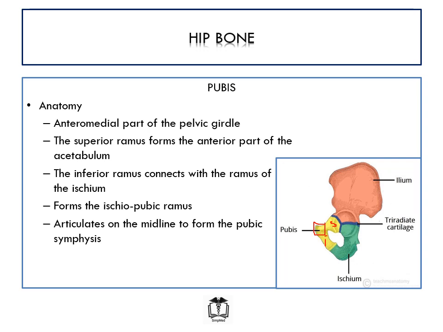Remember, I said that the continuation of the ramus of the ischium and the pubis is what gives rise to the ischiopubic ramus. And then finally, the body of the pubis is in connection with the pubis on the opposite, contralateral side. So the body of the pubis on the right side is connected to the body of the pubis on the left side, and that gives rise to what we call the pubic symphysis.